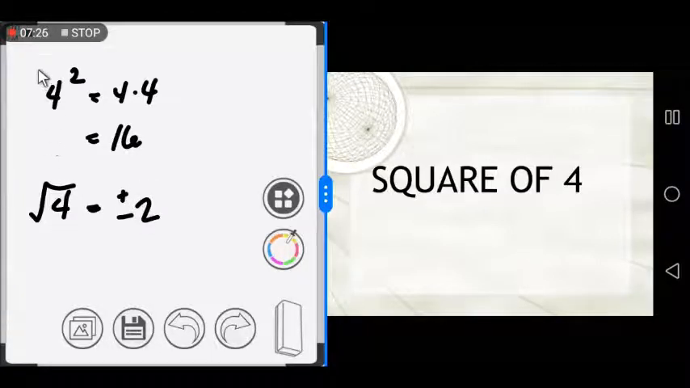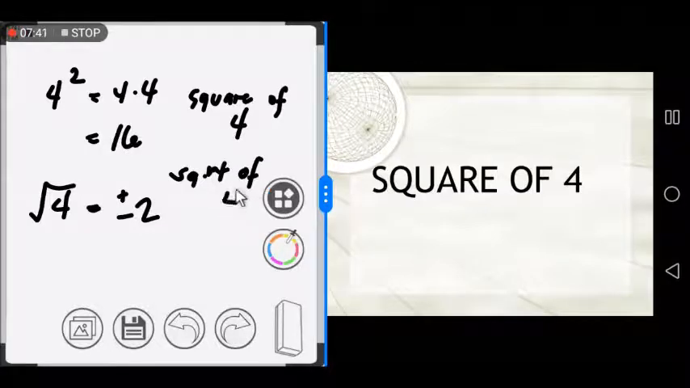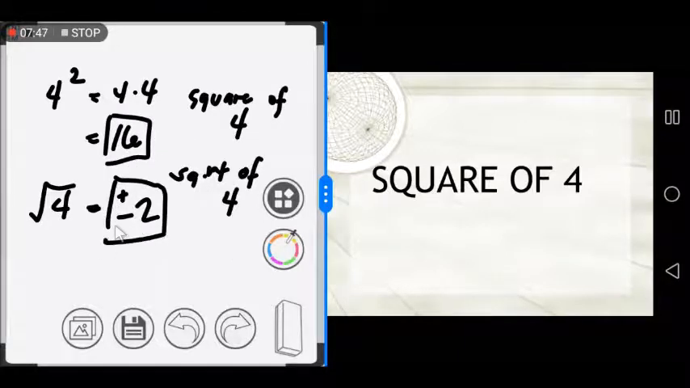Napo, so magkaiba yung idea. This one is square of 4. This one is square root of 4. Okay? So, magkaiba yung result, diba?